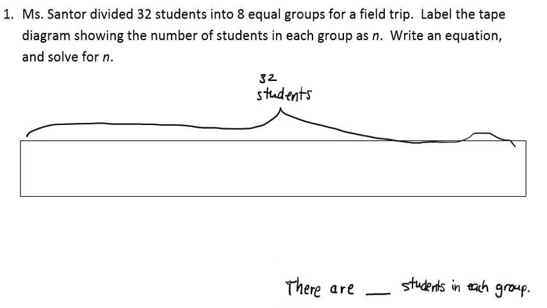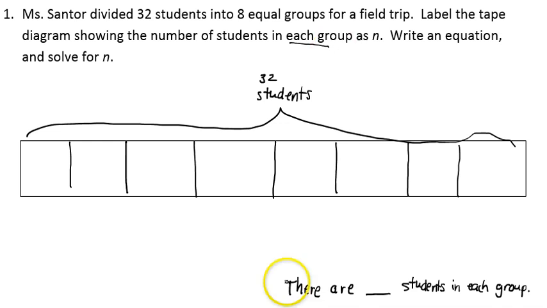Since they've divided the students into 8 equal groups, I'm going to divide my tape into 8 equal groups. I'll start by dividing it into 4 groups and divide each of those in 2. That gives me 8 groups. And it says that we're going to show the number of students in each group as n. So I'll write n in my first unit and label it as 1 group.